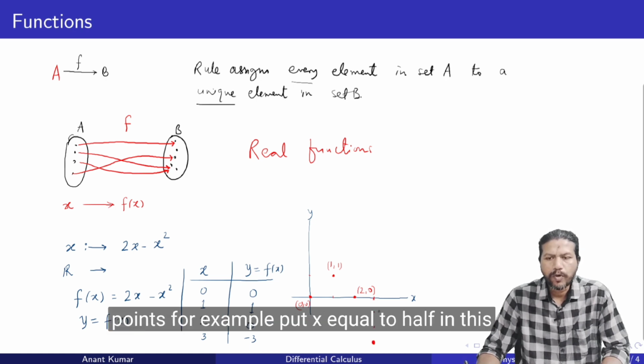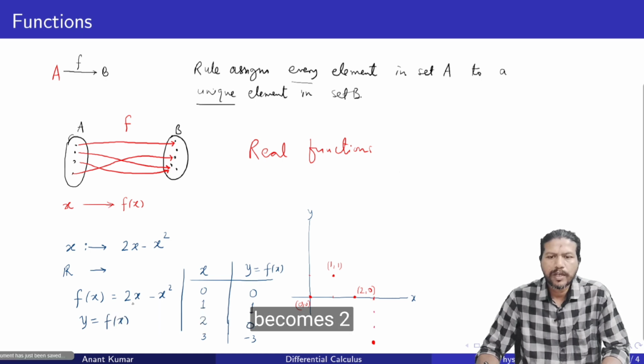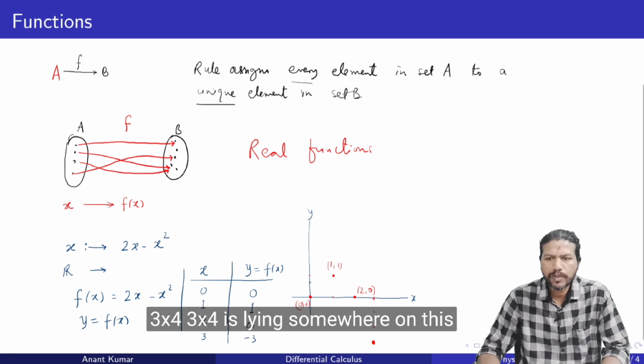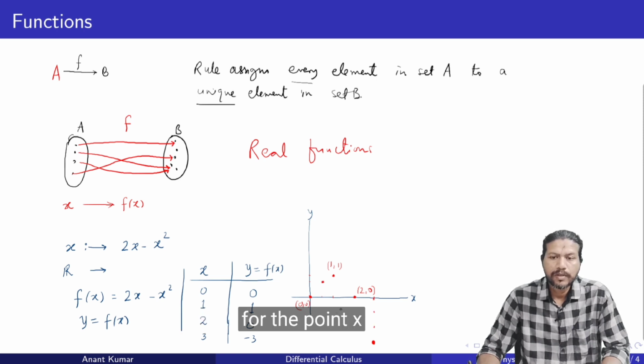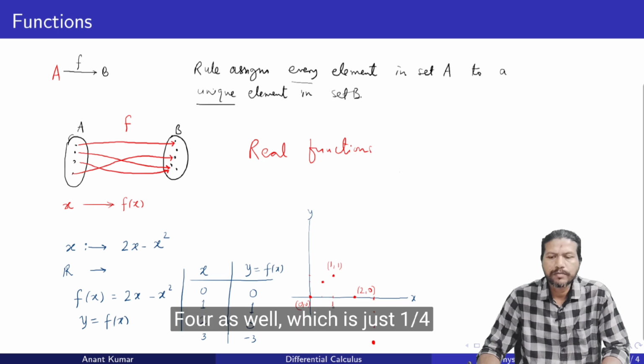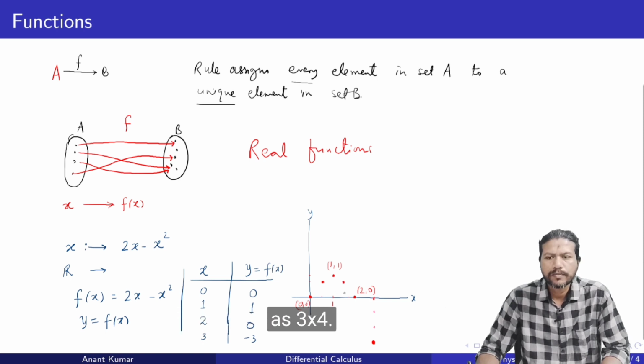We can just take more points. For example, if we put x equal to half in this case, then the corresponding value becomes 2 into half, 1 minus 1 by 4, which is 3 by 4. 3 by 4 is lying somewhere on this side. So in that case, I shall have a point over here. I could do that for the point x equal to 7 by 4 as well, which is just 1 by 4 less, somewhere over here. So the corresponding value turns out to be the same as 3 by 4.